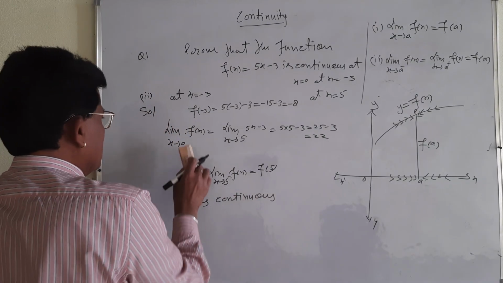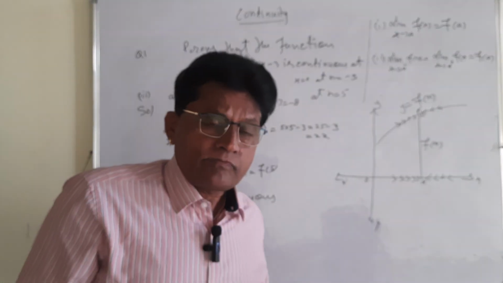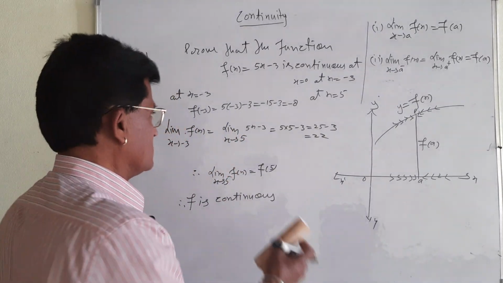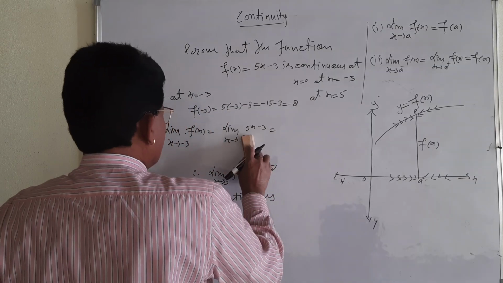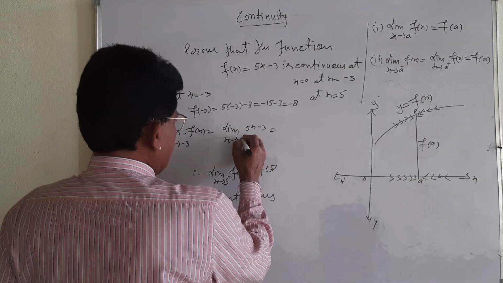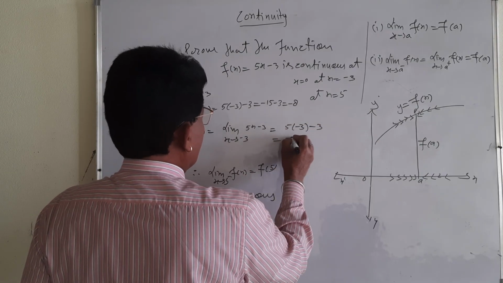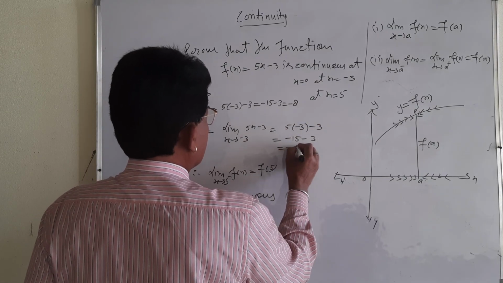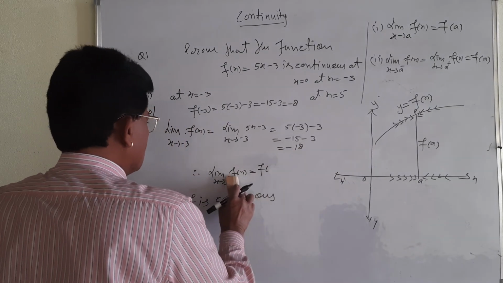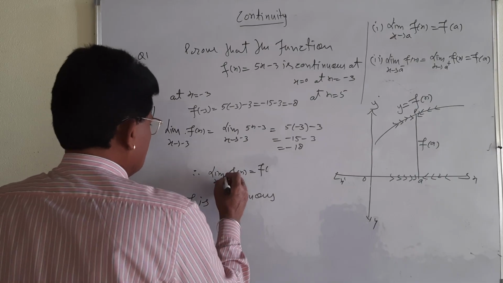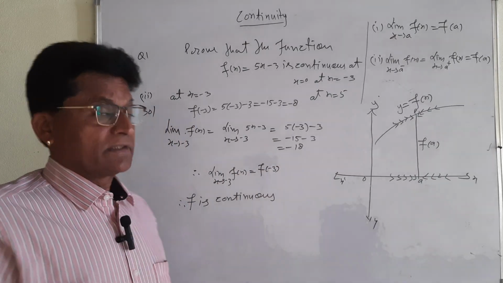Okay, similarly you take here the function at minus 3. Similar kind of thing you can take. Calculate its value at 3. It will be 5 minus 3 and minus 3. It will be 15, that is minus 18. Same thing, similar kind of thing. X tends to minus 3 and f(minus 3), both are same. That is why the function is continuous.